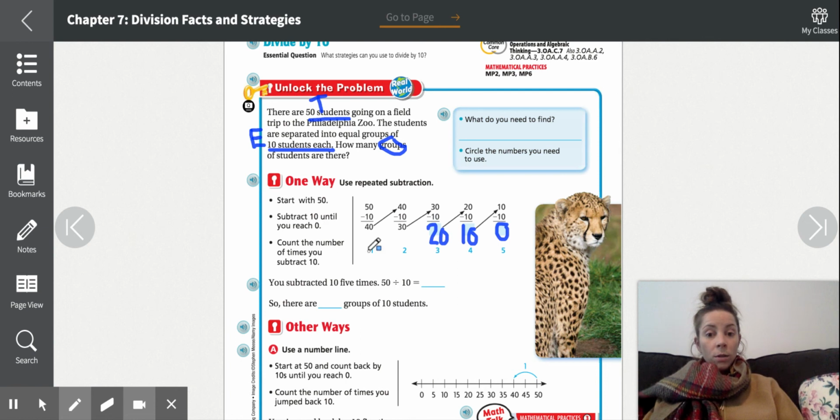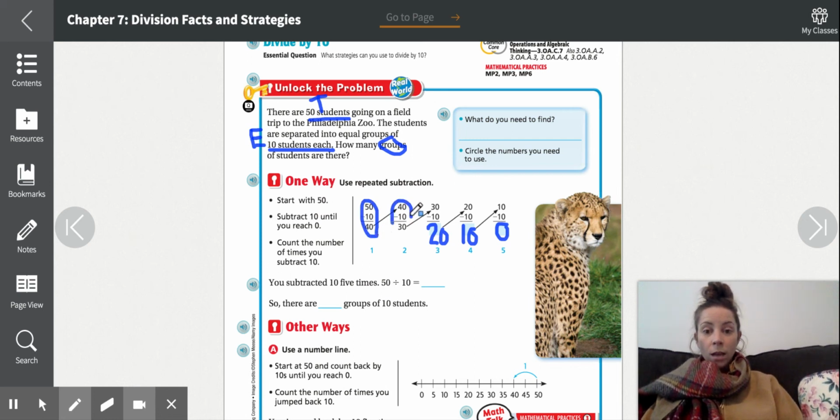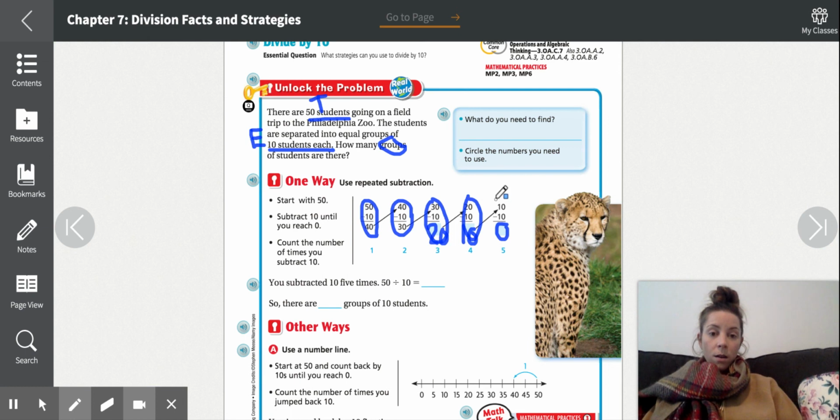So now what I'm going to do is see how many times I was able to take away a group of 10, because that's how many groups of 10 I was able to make for the kids going on the field trip. So sometimes I like to circle them just to see how many times I did it. I made one group of 10, two groups of 10, three groups of 10, 4, 5. You subtracted 10 5 times, so 50 divided by 10 equals 5. So there are 5 groups of 10 students.